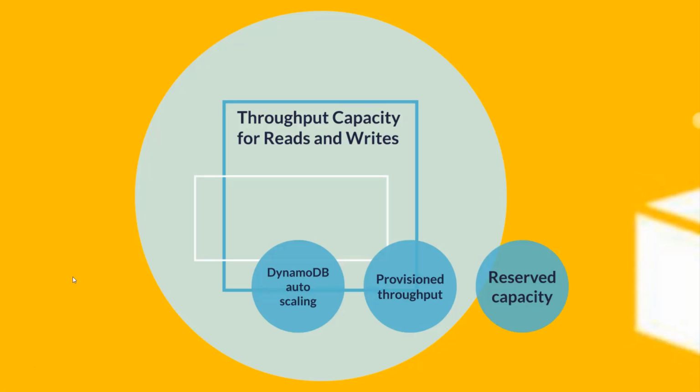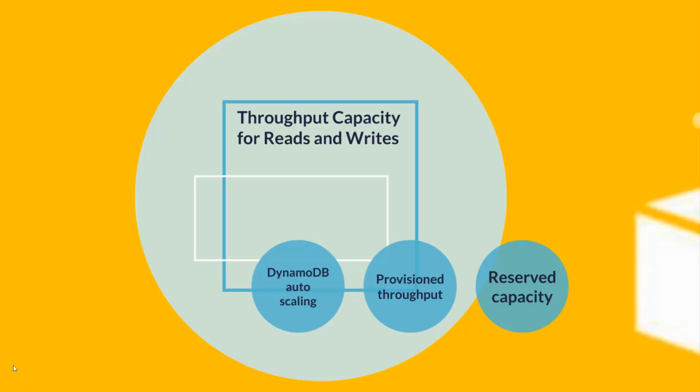So DynamoDB provides 3 different mechanisms for managing throughput. So here you can see that first is DynamoDB auto scaling, second is provision throughput, and third is reserve capacity. So we'll talk about all the 3 mechanisms for managing throughput in next session.